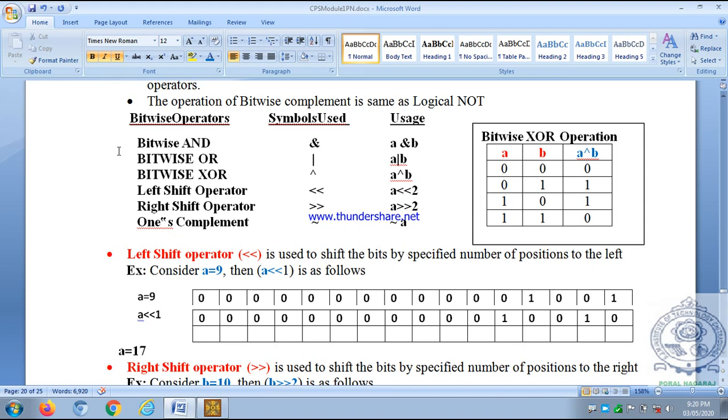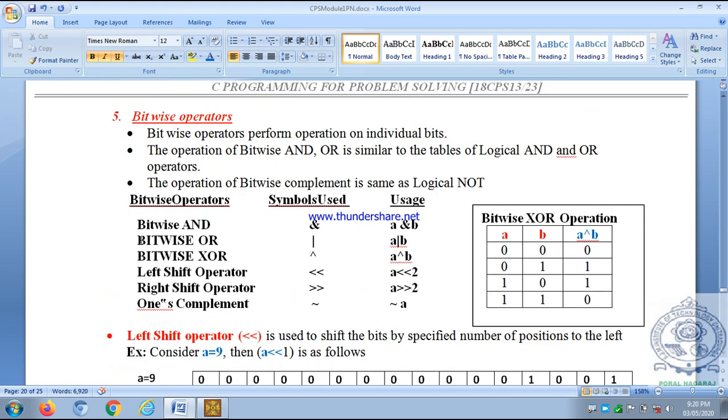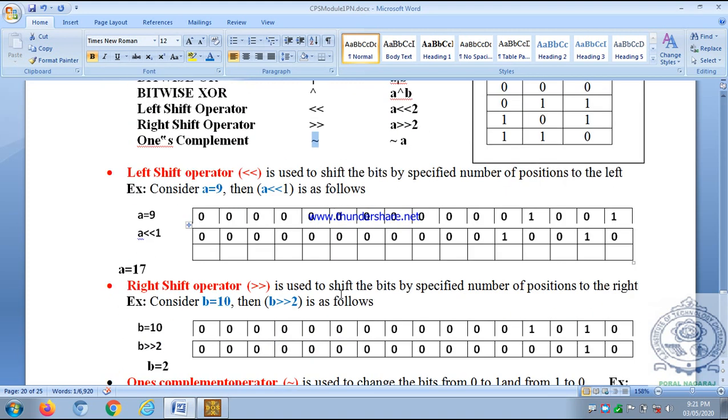So these are the 6 bitwise operators: bitwise AND, single ampersand; bitwise OR, single vertical bar; bitwise XOR, caret symbol; left shift operator, 2 less than symbols; right shift operator, 2 greater than symbols; and tilde is the ones complement operator. It's like a not operator. Sorry, no, it's not the not operator. Zeros are changed to ones and ones are changed to zeros.